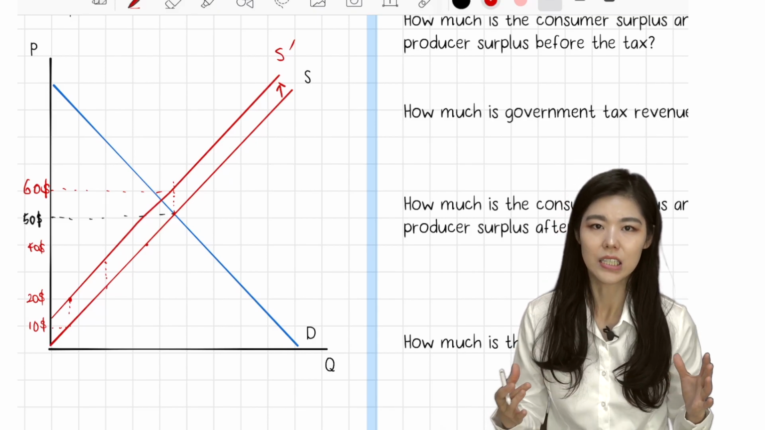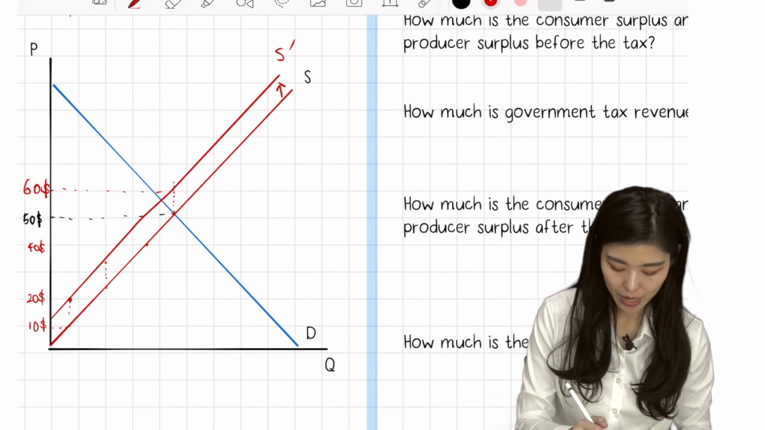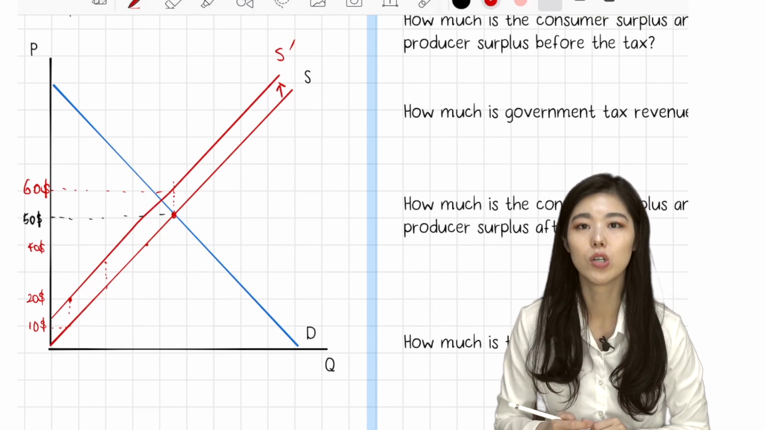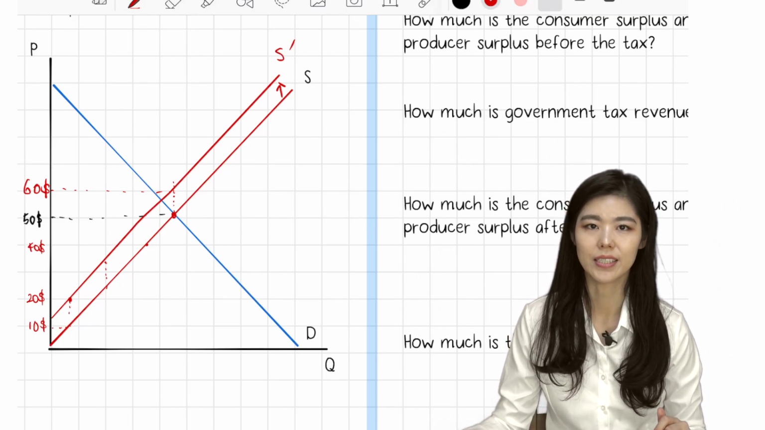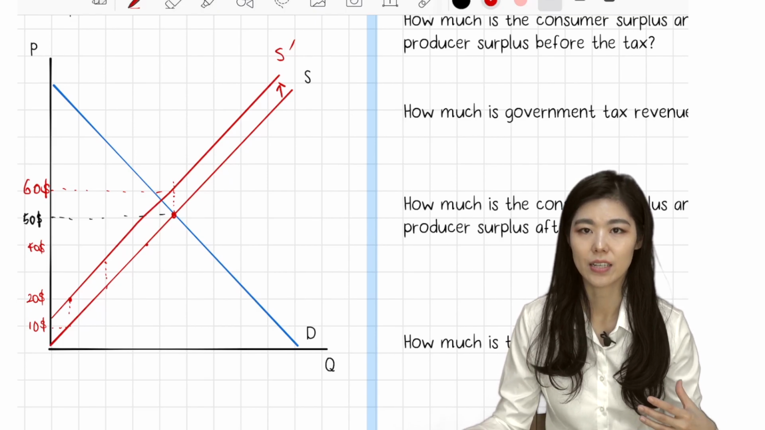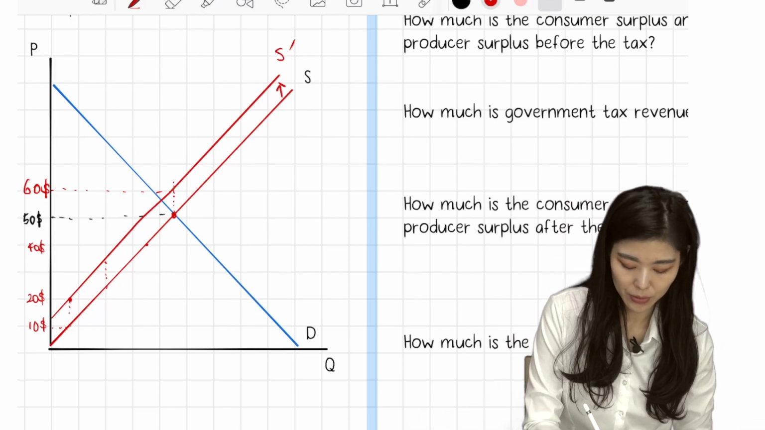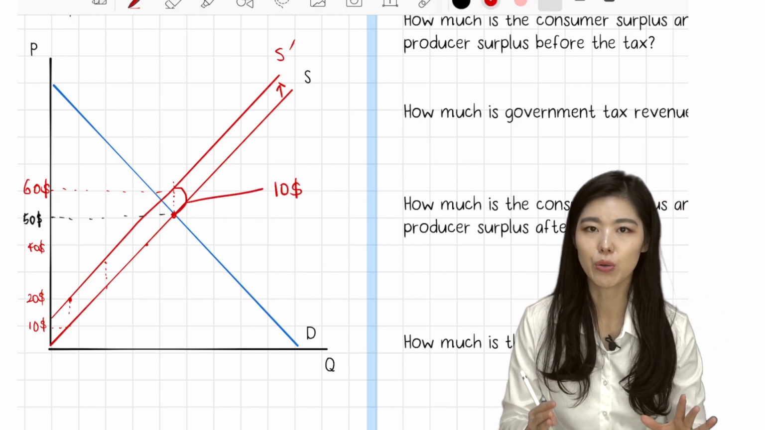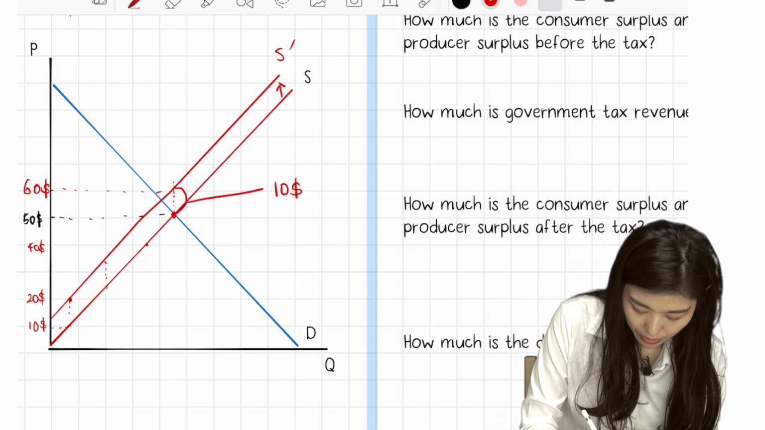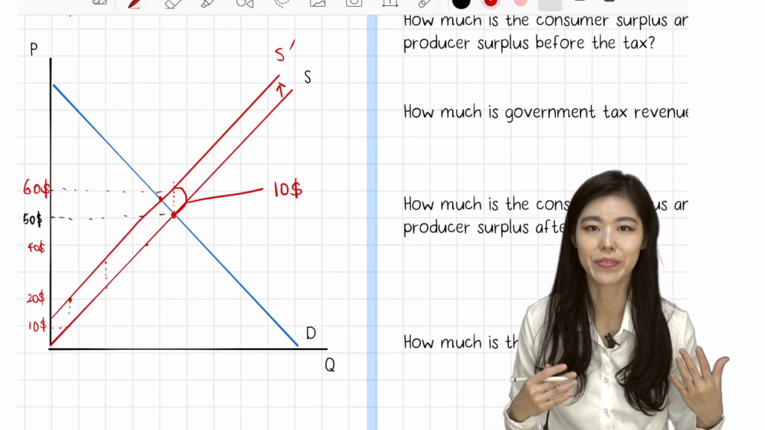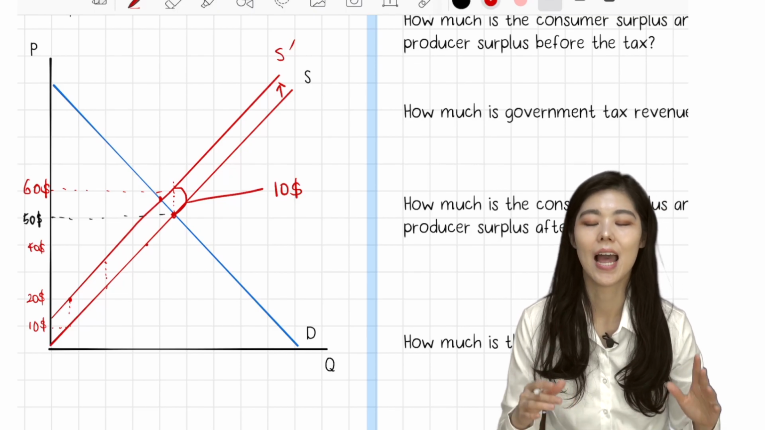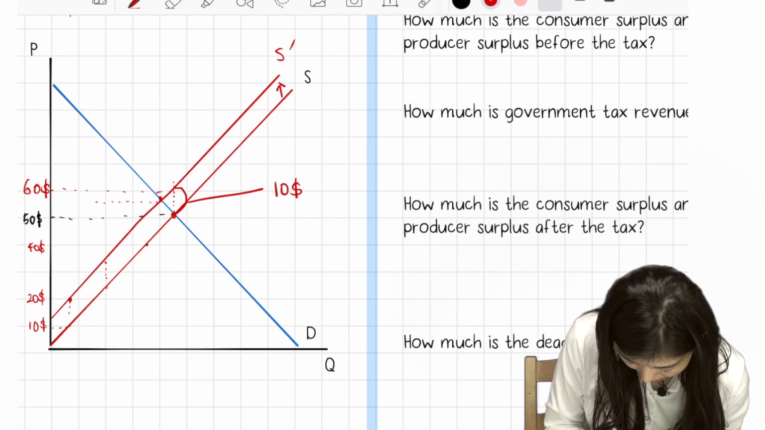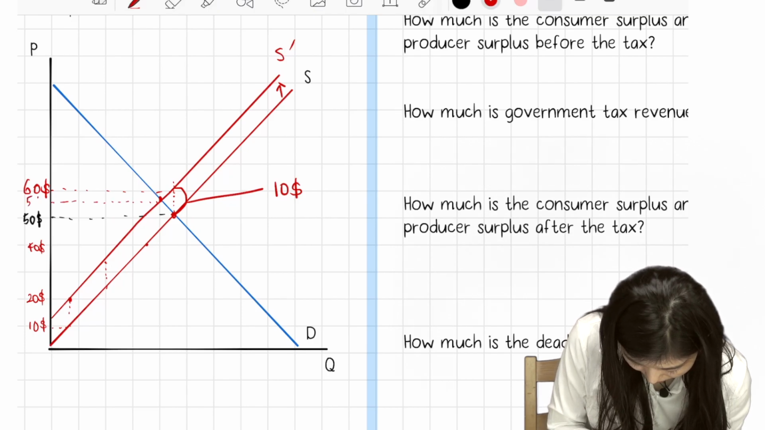The first step is to mark the original equilibrium so that it makes your life easier. The original equilibrium price was $50. Now look for the new equilibrium price. If you have drawn the supply curve, it has to go upwards by the amount of tax. So this amount would be $10. And you have to find the new equilibrium. So this is the new equilibrium price. Consumers will now be paying this price at the new equilibrium. So this is not as much as the $60. This would be like $55.